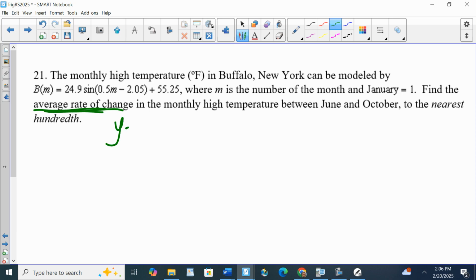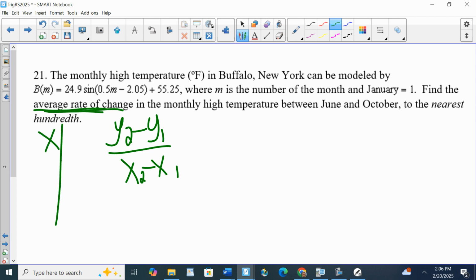Average rate of change is y2 minus y1 over x2 minus x1. It wants it from June to October. Well, January is month 1, June is month 6, October is month 10. You are expected to know the numbers associated with each month.